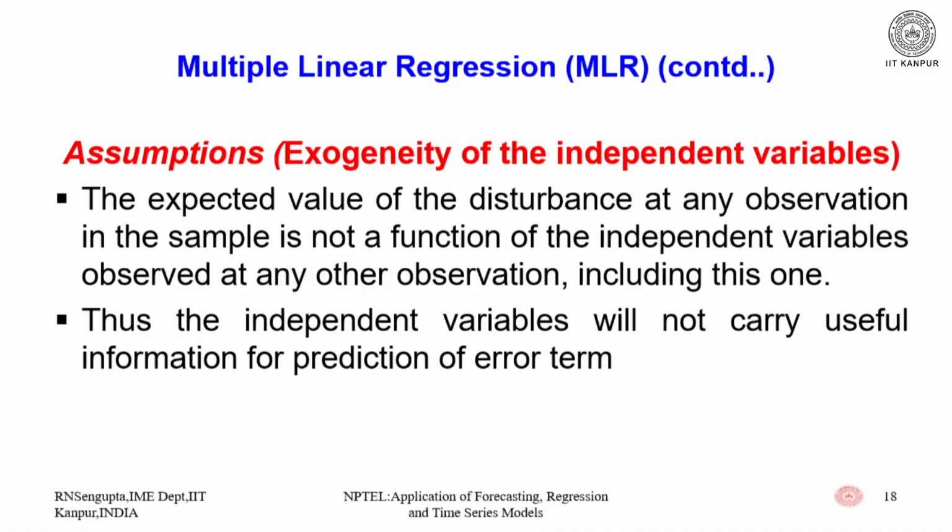Thus, the independent variables will not carry useful information for prediction of the error term, and that means whatever information the random variable x has, it will pertain to its effect on y. Whatever the randomness, whatever the white noise, whatever the error is, it is outside. The error would not be affecting the reading of x, neither would the x value reading be affecting the error. That means they are all, so-called, independent of each other.